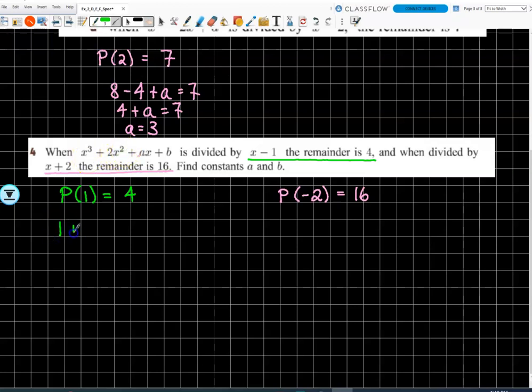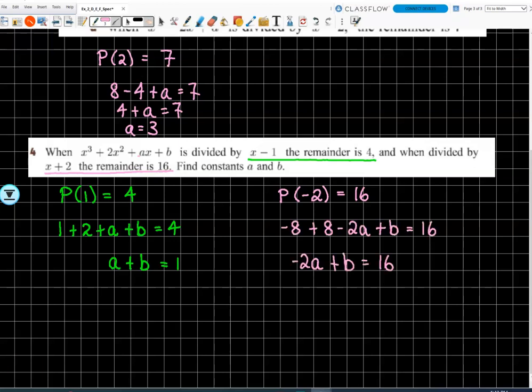1 squared is 1. 1 times a is a, plus b equals 4. 1 plus 2 is 3. We're tidying up, so we end up with 3 plus a plus b equals 4. So I'm going to whack the 3 on the other side and I get 1. I'm going to do the same thing on the right hand side.